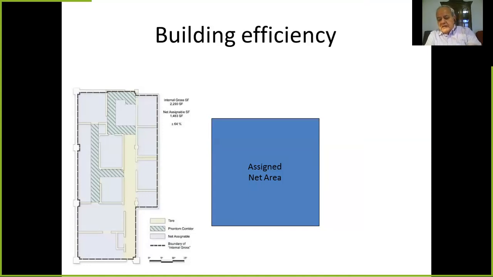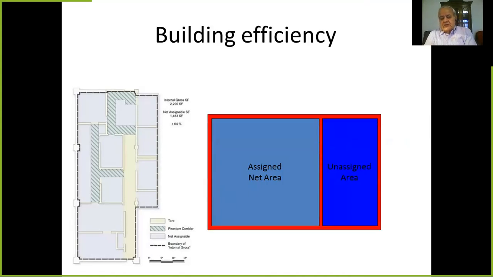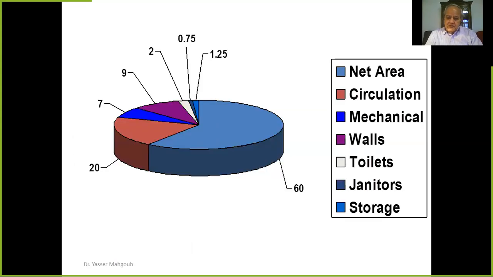The net area is the area that we directly use for our purposes and different rooms and different activities. To use this area, we need to add what we call an assigned area, the area that includes corridors and walls and columns and technical systems and so forth. So the whole is called the gross area. This is the area of the outer perimeter of the project.